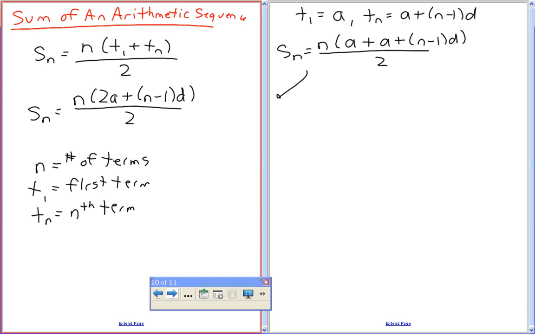Can you do it if you don't have the first term? If you don't have the first term, we can do that too. Right? But we have to do a little bit more work.